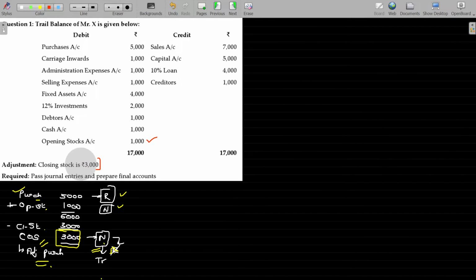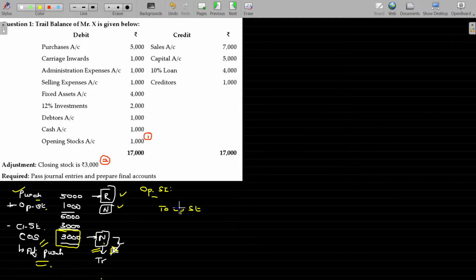Let's see here. I am going to pass the entry for opening stock. Another one is I am going to pass the entry for closing stock. And these two entries are going to be routed through the purchases account. See the journal entry for opening stock. This opening stock is going to be adjusted in the purchases account, which means it's an expense debit now. So I am going to remove the opening stock. Usually opening stock is a debit balance. To remove that, it should be credited.